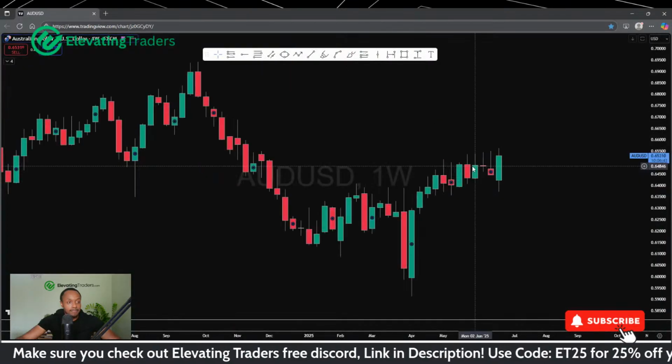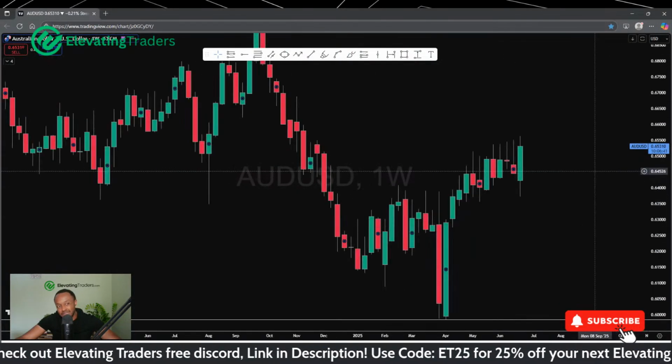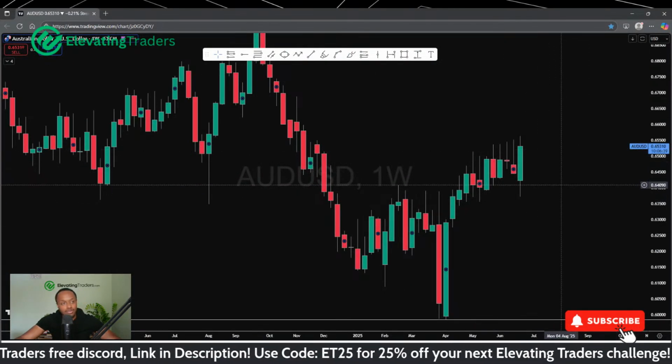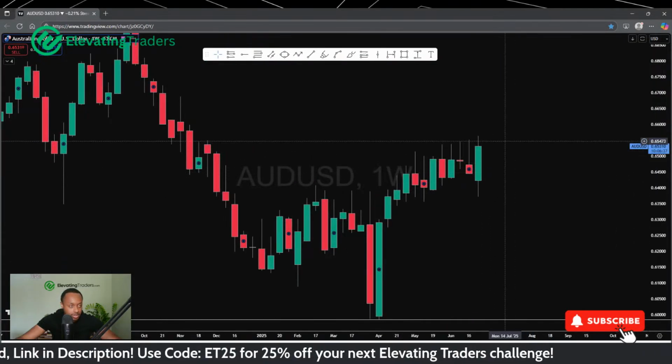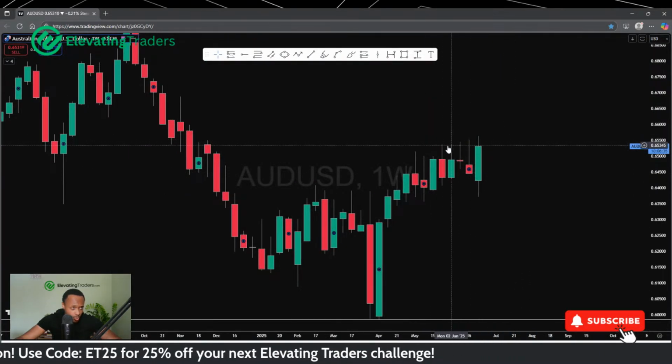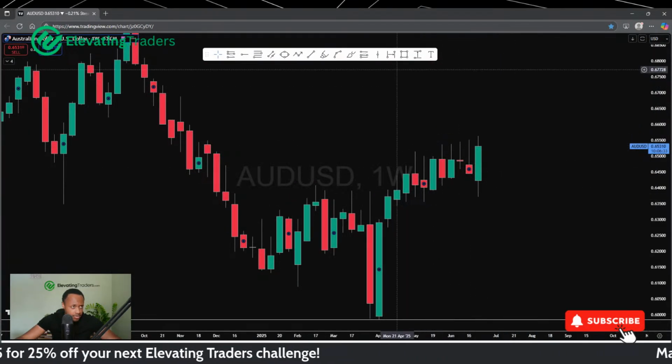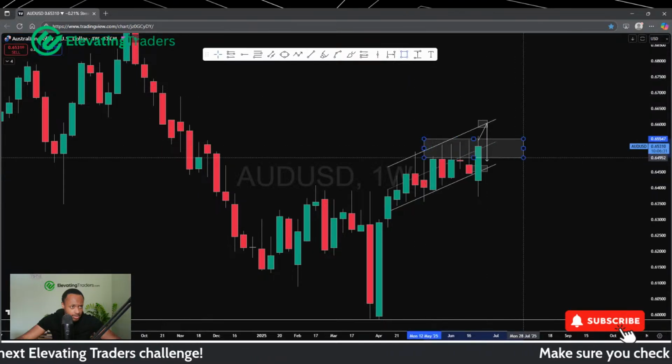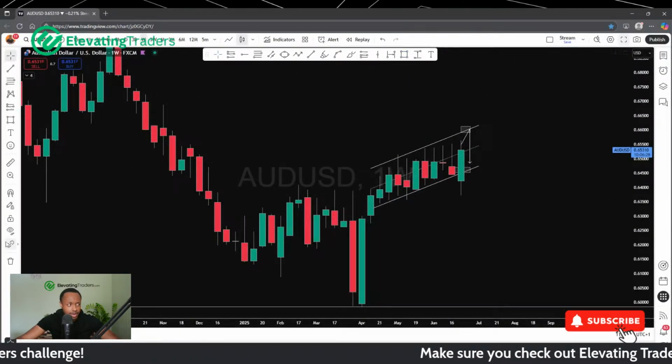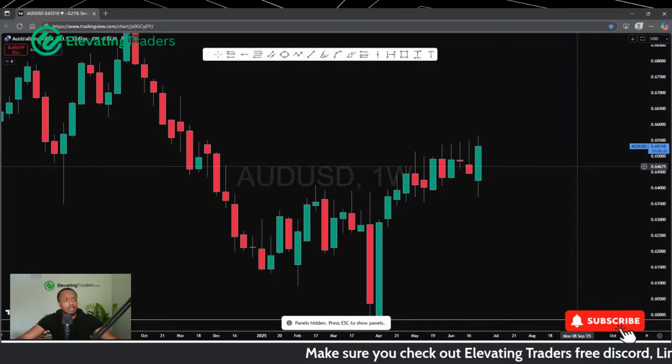In terms of Aussie dollar, yes, nice candle there, but I wouldn't even follow that momentum really, because it looks like we just left another wick with all these prior wicks here. This to me is like an area of resistance, and we're kind of just closing within that right now. So I'm not really seeing much opportunity there.